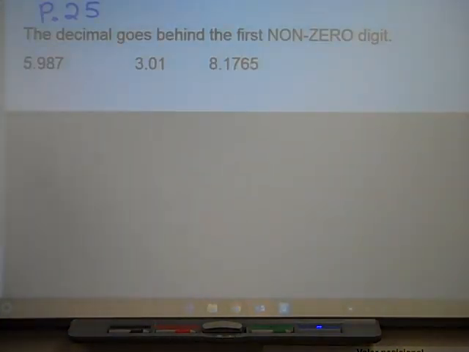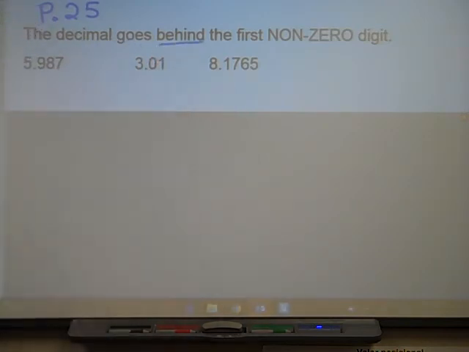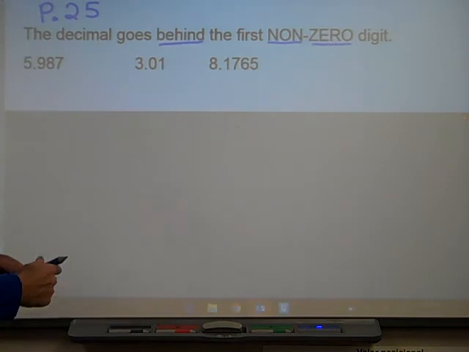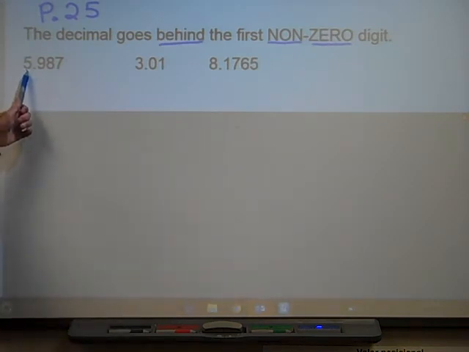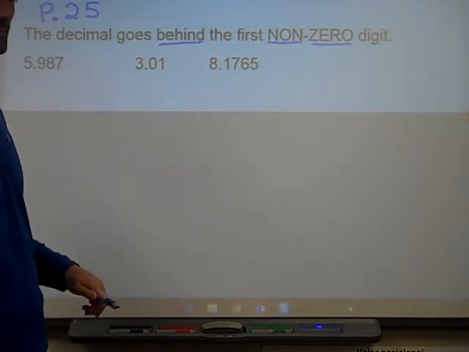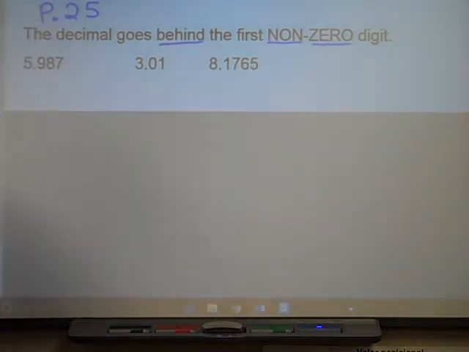Alright, so a couple of things to keep in mind with scientific notation is the decimal goes behind the first non-zero digit. So the first number that is not a 0. Here are a couple of examples. 5.987. This is the first digit that is not a 0. Put a decimal behind it. 3.01. 8.1765. Okay? Please write those 3 examples.